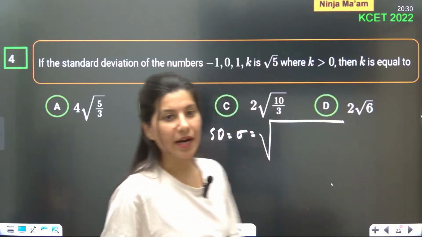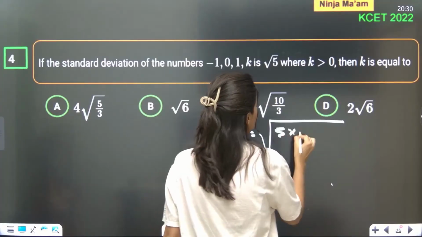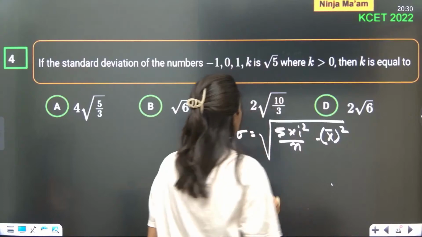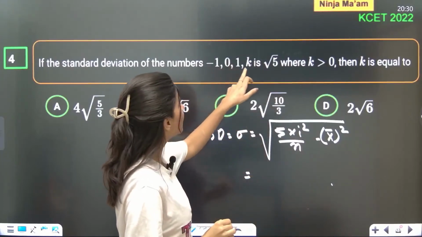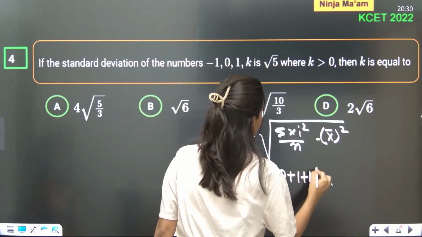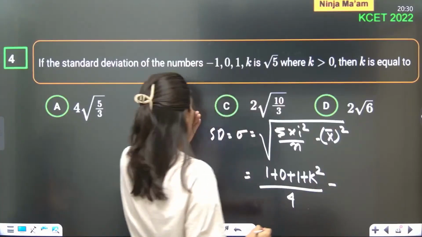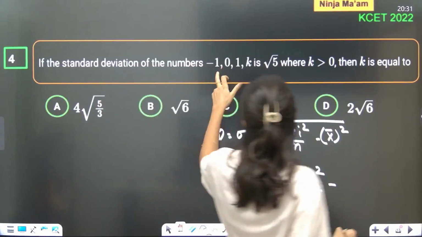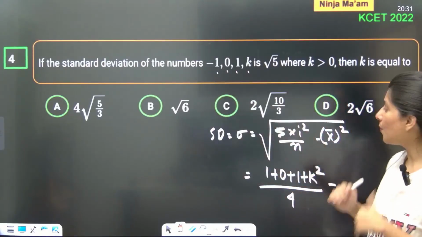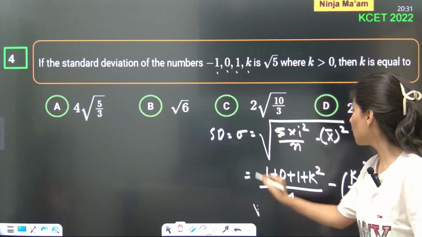Now, understand, standard deviation will be sigma xi square upon n minus mean square. Okay, so sigma xi square, 1 plus 0 plus 1 plus k square, upon 4 minus mean square. Now if you add everything, you are going to get k upon 4. So k by 4 whole square, and there is a square root involved.